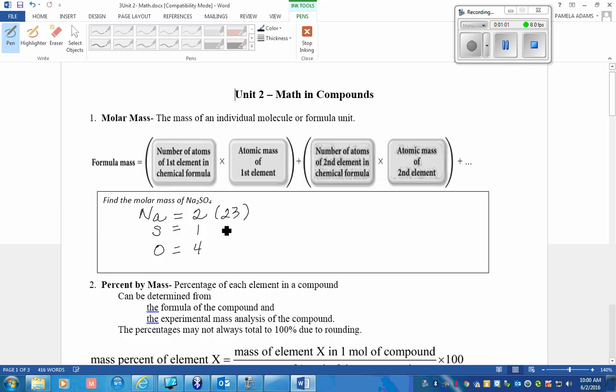23 for the sodium, 32 for the sulfur, 16 for the oxygen. Multiply these terms together. That would be a total of 46 for the sodium, 32 for the sulfur, and 64 for the oxygen. Add that up, and 1 mole of this compound has a mass of 142 grams.